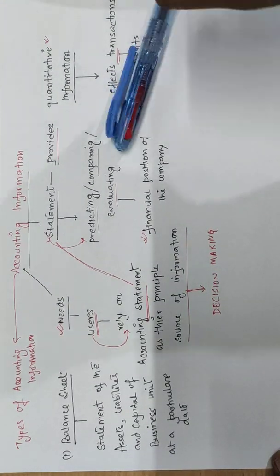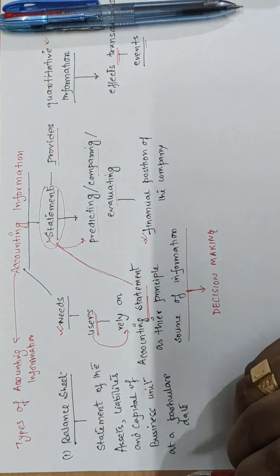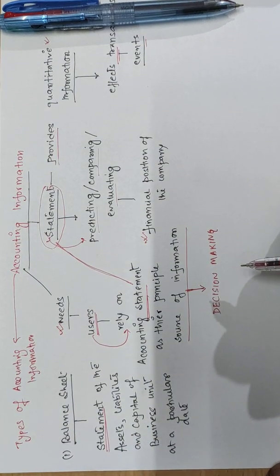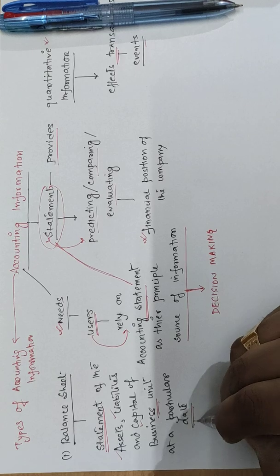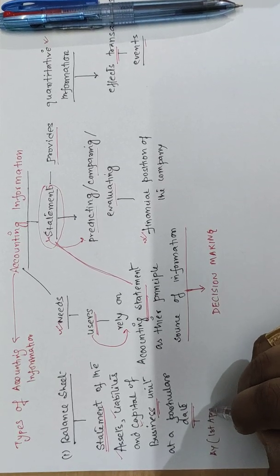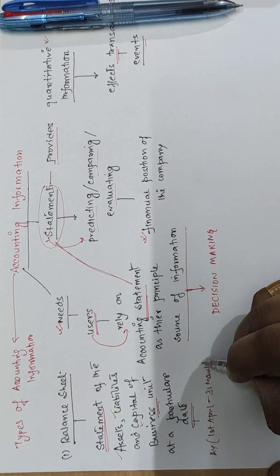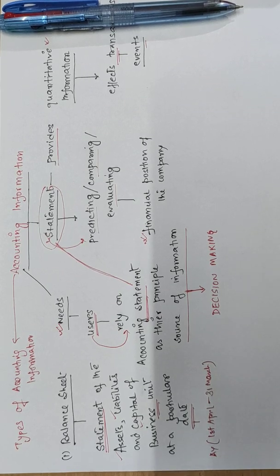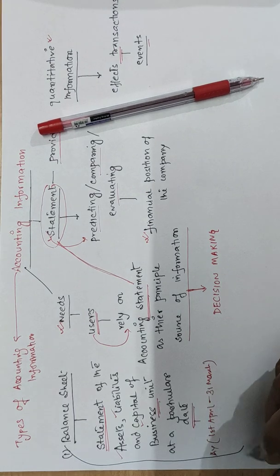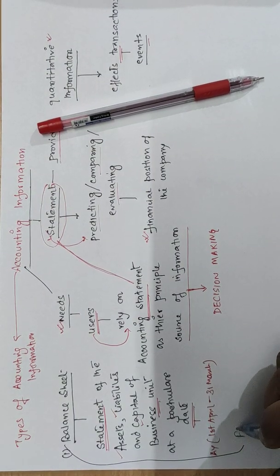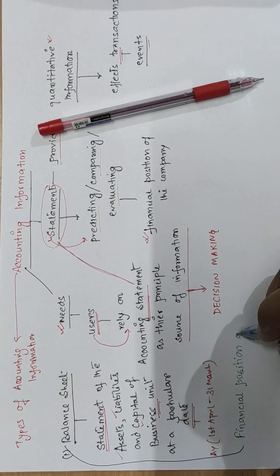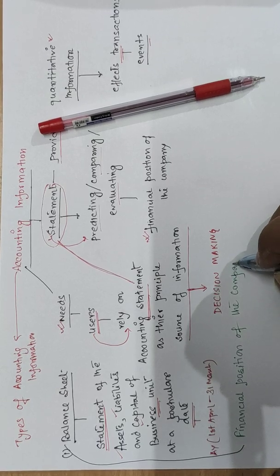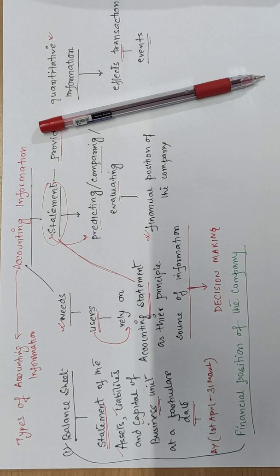Again, in accounting information we are only focusing on statements. A balance sheet is a statement showing the assets, liabilities and capital of the business unit for a particular date. You know the accounting year starts from 1st April to 31st March, so within that period, what is the statement of assets, liabilities and capital? The balance sheet also shows the financial position of the company.